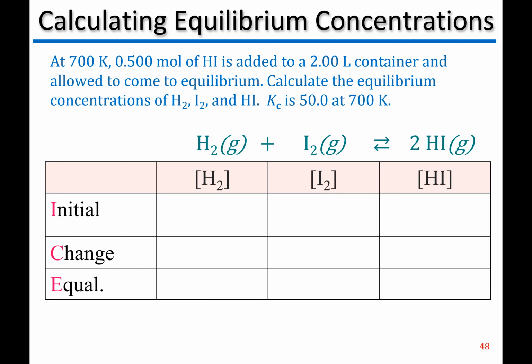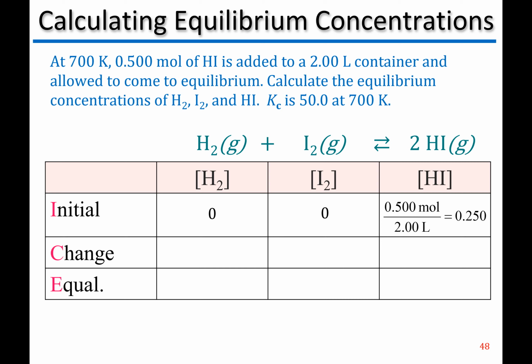So first, let's make an ice table and fill it in. So our initial concentrations are given. So they told us that we have 0.500 moles of HI, which is added to a 2-liter container, allowed to come to equilibrium. So this time they've actually told us our product rather than one of our reactants. So that's a little bit different than we're used to.